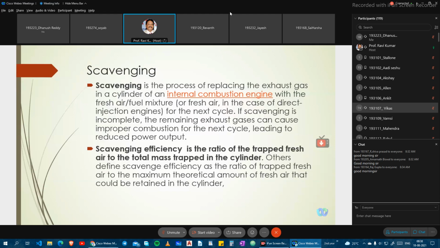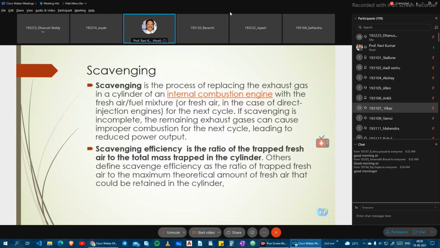Others define scavenging efficiency as the ratio of trapped fresh air to the maximum theoretical amount of fresh air that could be retained in the cylinder. Because if you want combustion, fresh air and oxygen are required. The charge mixes the fresh air with the fuel in the carburetor and comes into the cylinder, and that mixture should have a good percentage of oxygen, then getting combustion is very easy.